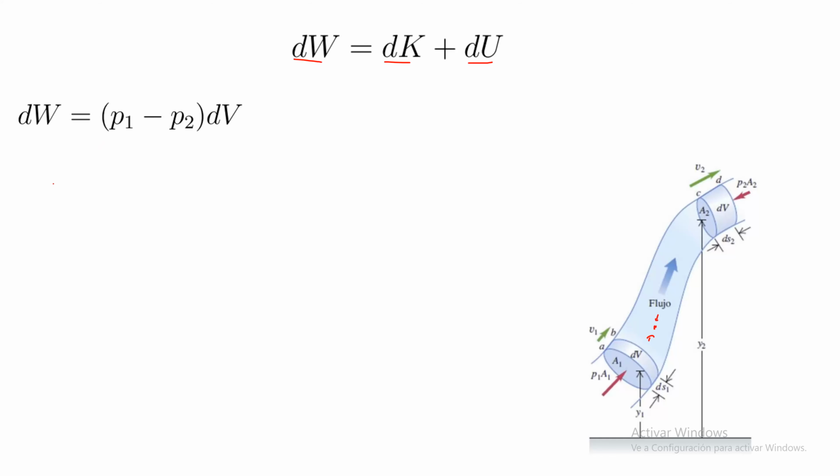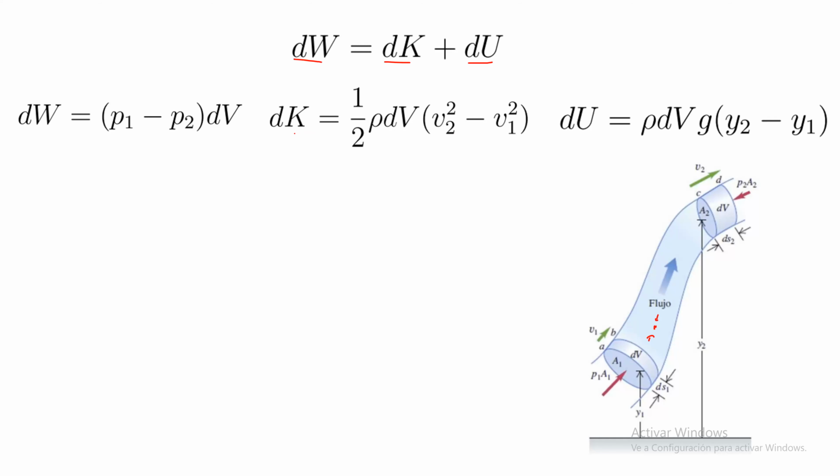Then for the kinetic energy, you can just use the formula for kinetic energy, that is half times the mass times the velocity squared. But in this case, the mass we can represent by the density times the change in volume, as well as the velocity squared, since we're using the change in kinetic energy. And finally, for the potential energy, we can use the formula for mass times the gravitational acceleration times the height, and using the same things, making the mass become the density times the change in volume, as well as the difference in heights.